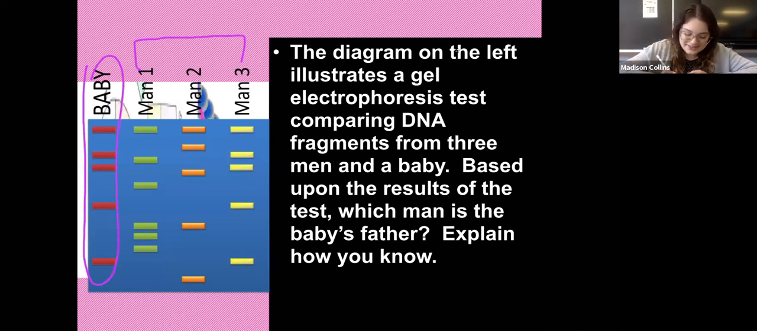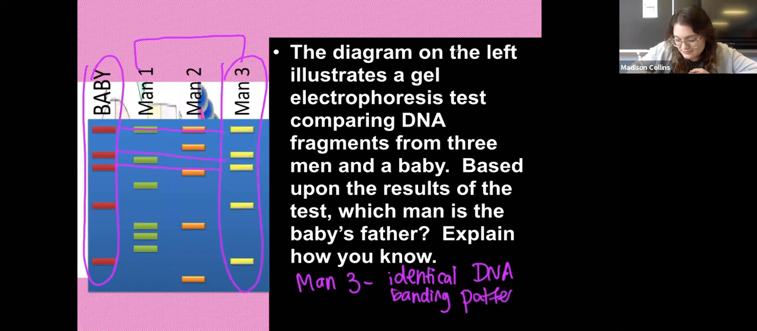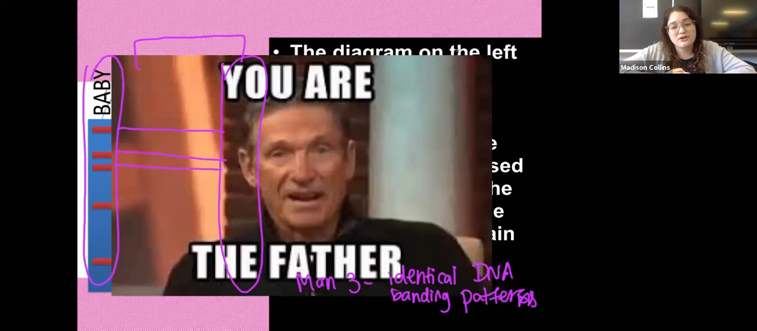Well, if you look at these fragments, you'll see that man 3 and the baby actually have identical banding patterns, right? So we know that man 3 is the father because they have identical DNA banding patterns. So I'm sorry to say, but man 3, you are the father.